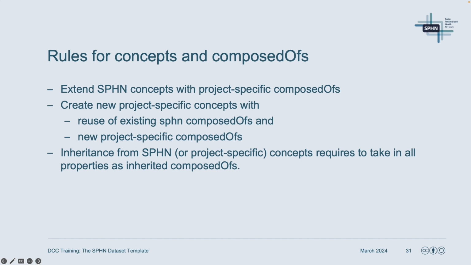We now summarize the basic rules for a project to edit concepts and composed ofs, which we have seen throughout this presentation. So a project can extend SPHN concepts with project-specific composed ofs. They can create new project-specific concepts either reusing existing SPHN composed ofs, or they can also, and will most likely, create new project-specific composed ofs under those concepts. You can also inherit from SPHN or project-specific concepts, which requires you to take in all the properties defined in the general concept to the more specific one. And these would be inherited composed ofs.